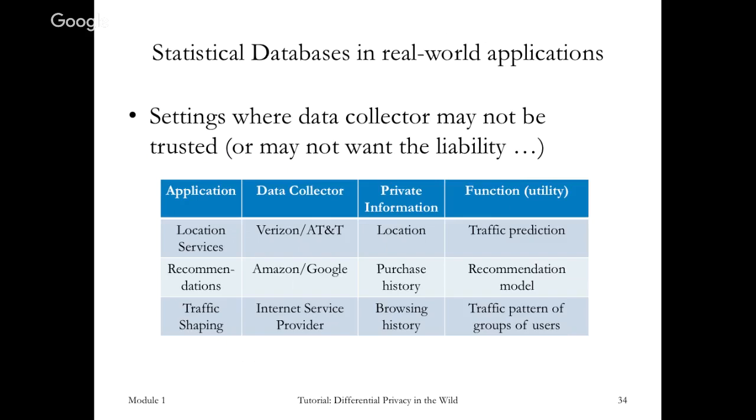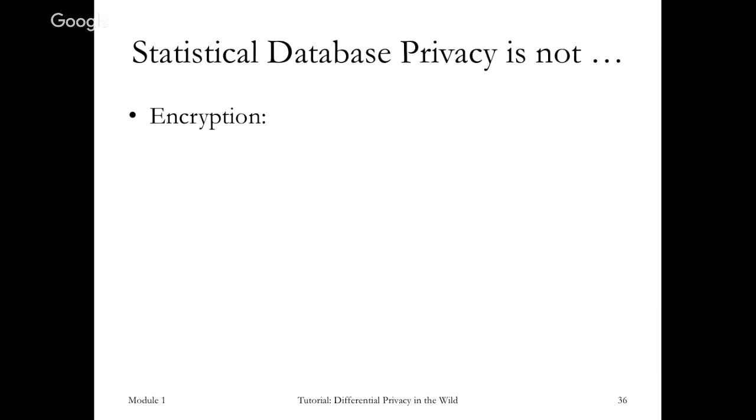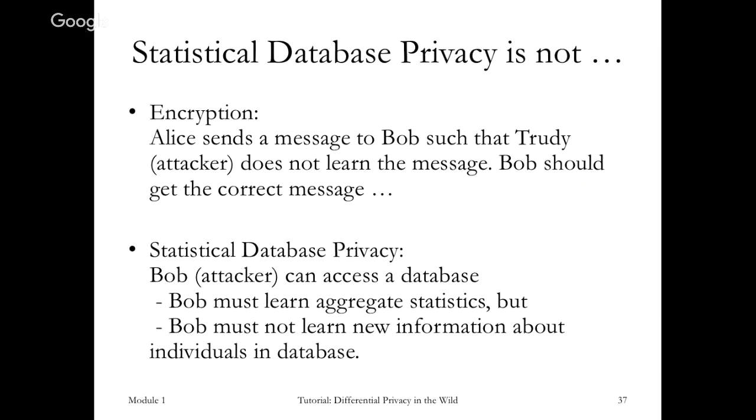Sounds good. All right, so we've defined this statistical database privacy problem. First, let's talk about what it is not. The first thing you might think of is, why can't I just use encryption? Statistical data privacy is not encryption, because in encryption you have two parties, Alice and Bob. Alice wants to send a message to Bob in such a way that no man in the middle, Charlie, can actually read this message.